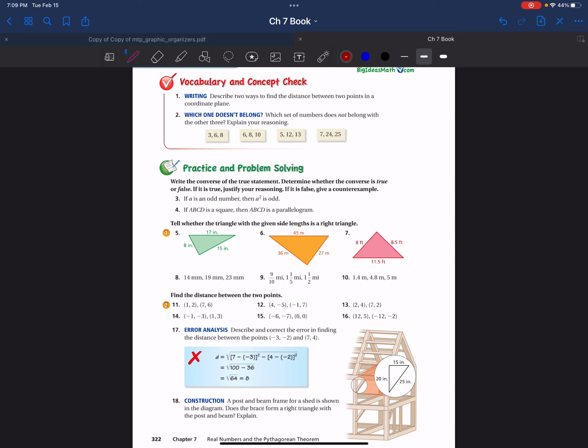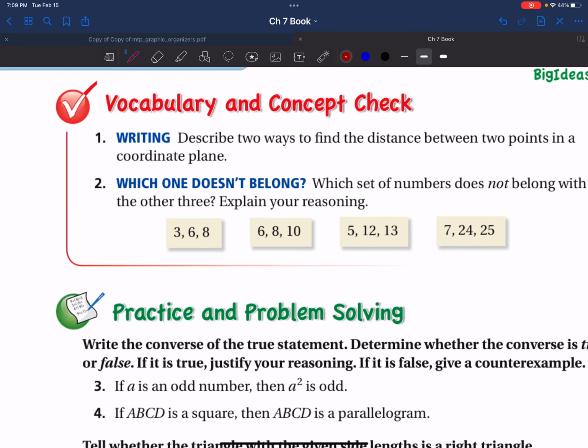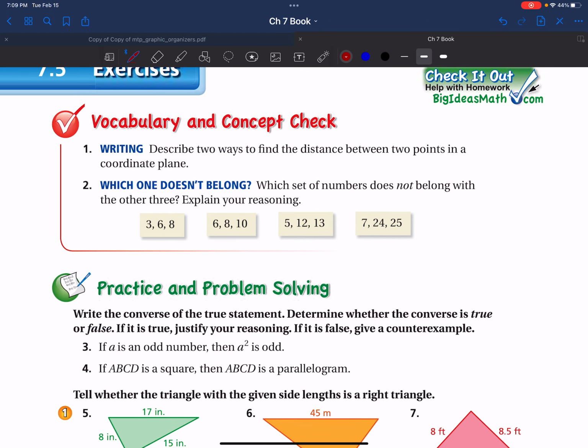Today we are working on proving if things are right triangles and using the distance formula to find the distance between 2 points. So let's go and get started with number 1. A quick reminder, if I write it down, you should also write it down for points. I don't just want answers, I want to see work as well.